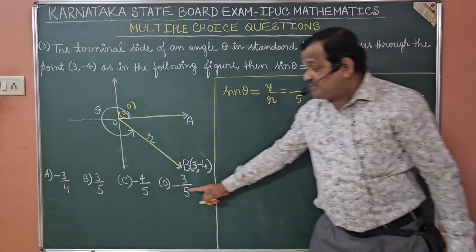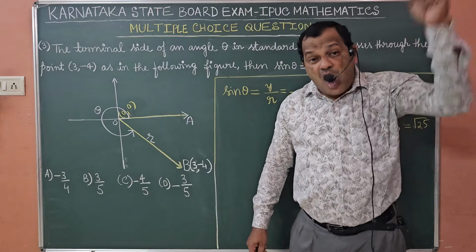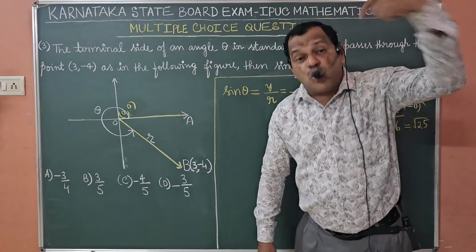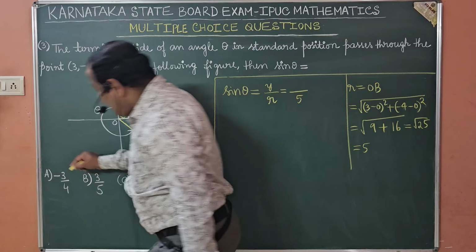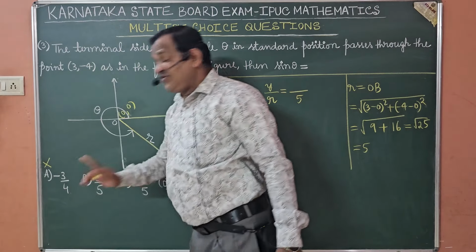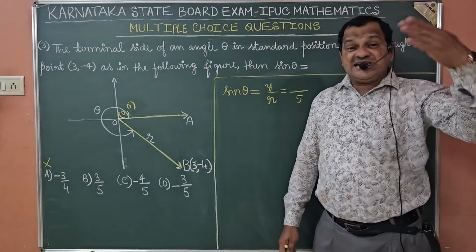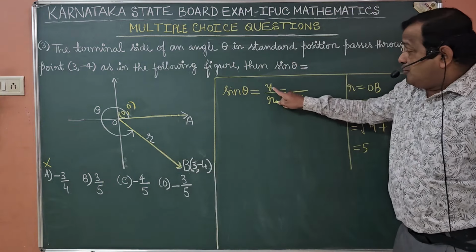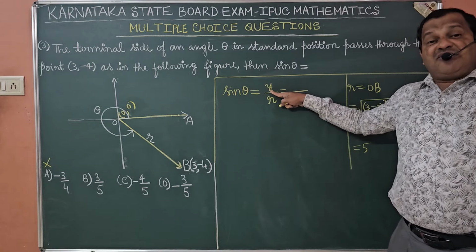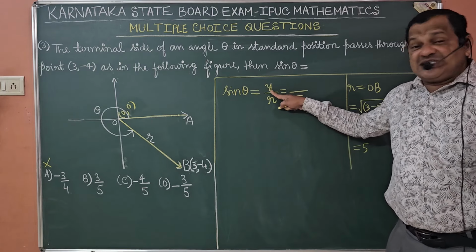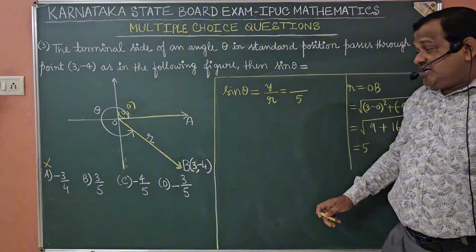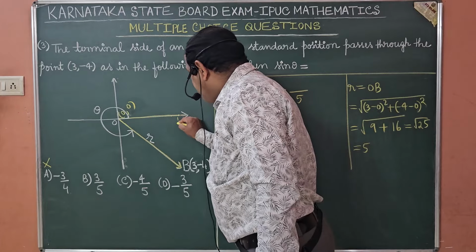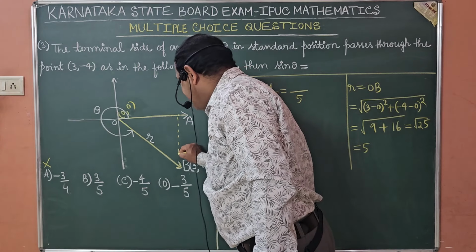Therefore, whichever option where the denominator is not 5 is first of all ruled out. For example, option A, denominator is not 5. Therefore, this option A is incorrect. Therefore, either option B or C or D should be correct. Therefore, we need to find y. Roughly speaking, in your language, we need to find the opposite. To find the opposite side, I draw this perpendicular, to find small letter y.